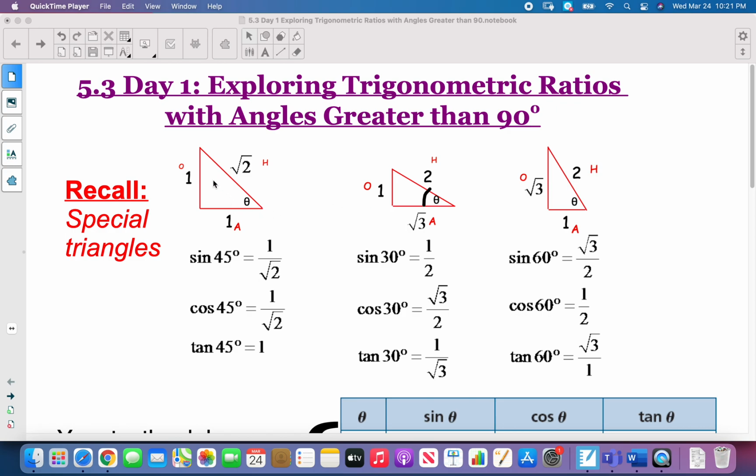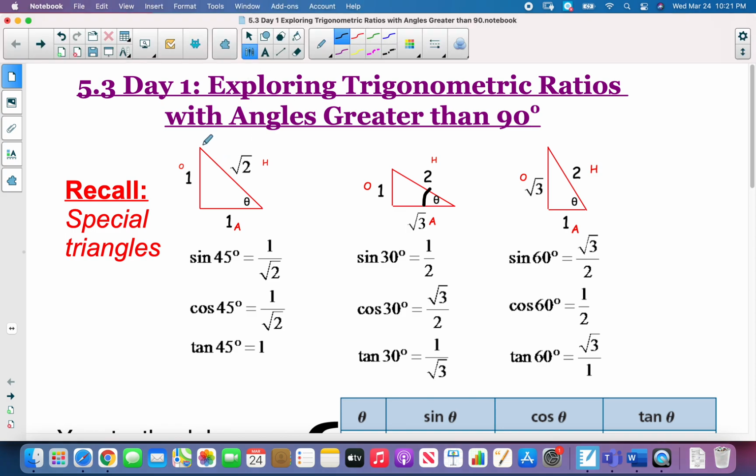You have the isosceles triangle with both the angles here being 45 degrees and 45 degrees. And the two legs are 1 unit each. The hypotenuse is square root of 2. And then you have this, which is the 30 and 60 degree triangle. The hypotenuse is 2, and the other two legs are 1 and root 3.